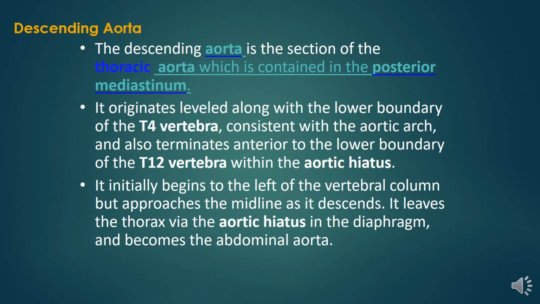Descending aorta. The descending aorta is a section of the thoracic aorta which is contained in the posterior mediastinum. It originates level with the lower boundary of T4 and is continuous with the aortic arch. Initially it begins at the left of the vertebral column but approaches the midline as it descends, and it leaves the thorax via the aortic hiatus in the diaphragm and becomes the abdominal aorta.